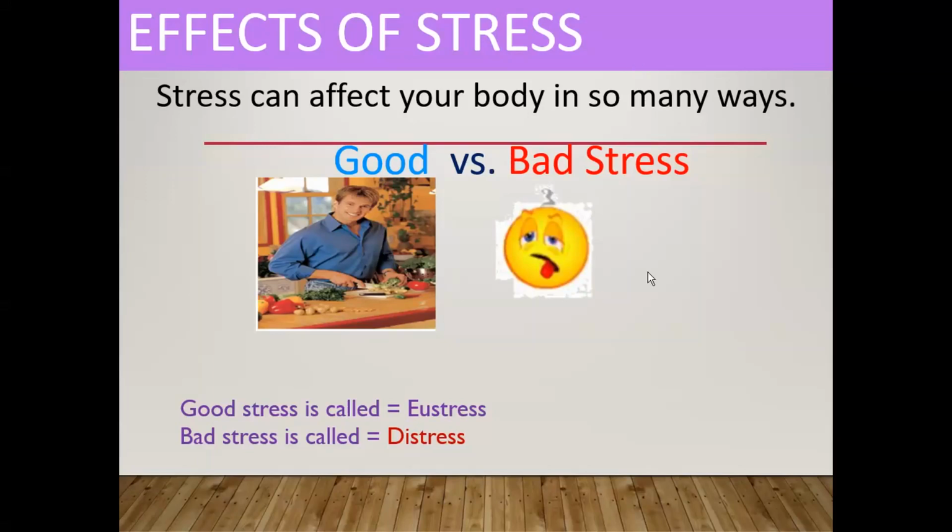Okay, so remember now, there are actually two types of stress, good stress and bad stress. So there's eustress, the good one, and distress, the bad one we don't want.